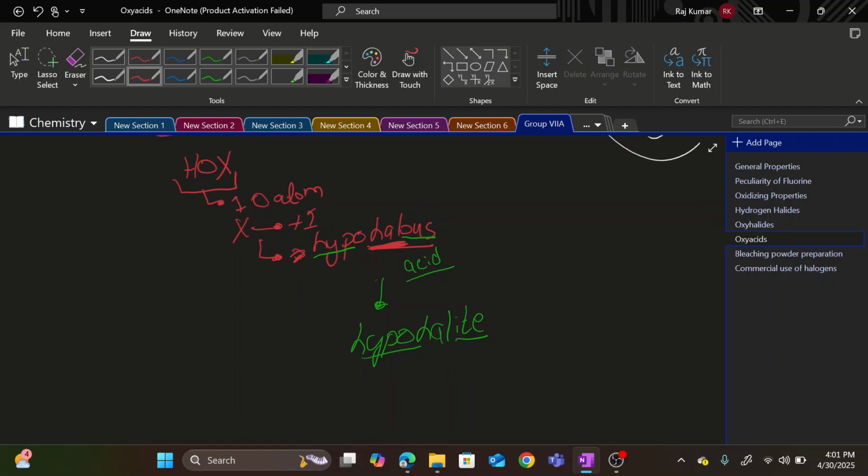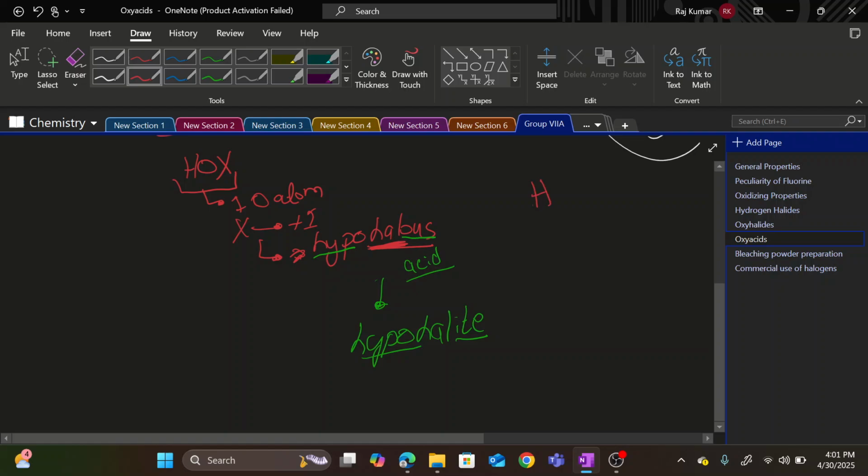This is the first part. Second part, if we are having two oxygen atoms, then at that point the oxidation state of halogens would be plus 3, and when the oxidation state would be plus 3, it would be named as halous acid, and the salt would be called as halite.